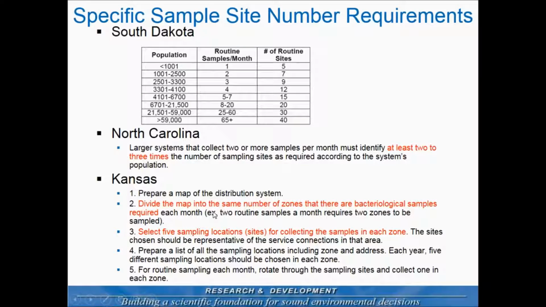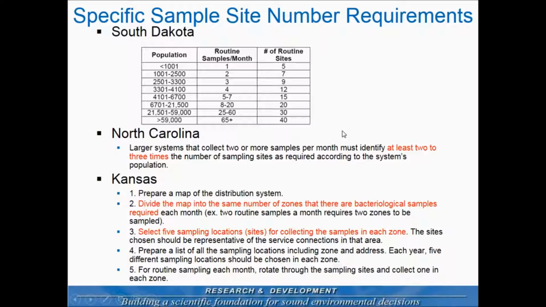Next slide. Okay. South Dakota has a similar table with routine samples per month and number of routine sites. The numbers turn out to be fairly similar to Texas, where for the smaller cities, it's about 1 to 1, and as you get to the larger category here, it's about half or so.